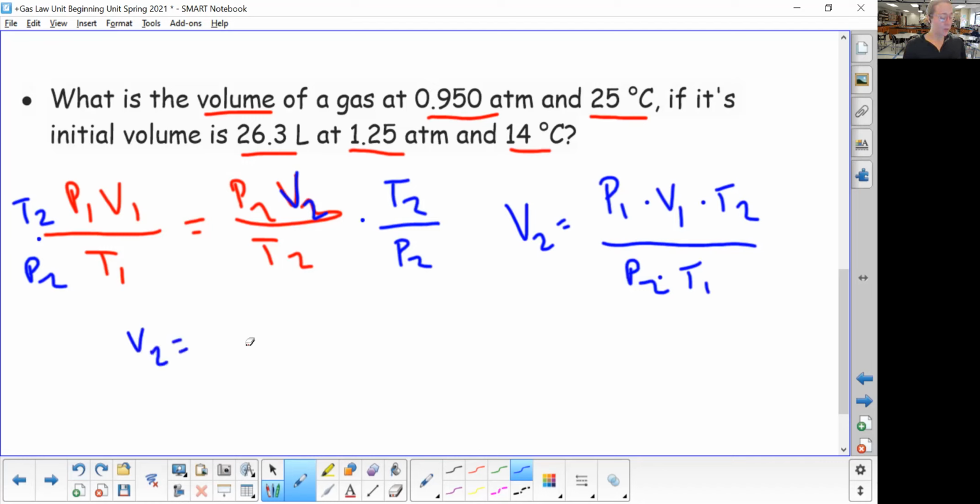I do need to make sure that the units are correct for these problems. My pressure does match, and then this is pressure 2, this is temperature 2, volume 1, pressure 1, temperature 1. I do need those temperatures in Kelvin, because 14 degrees Celsius to 25 degrees Celsius makes it seem like the temperature is almost doubling, but it's not. Kelvin scales proportionally to the kinetic energy. So you add the 273, and temperature 2 is 298 Kelvin.